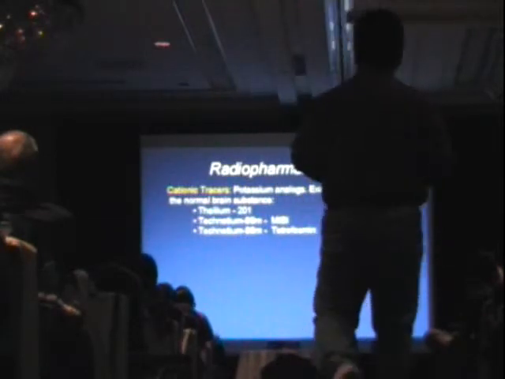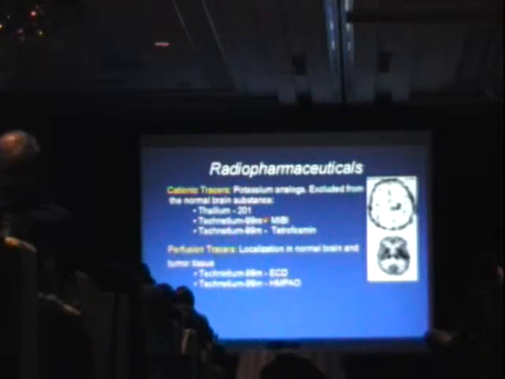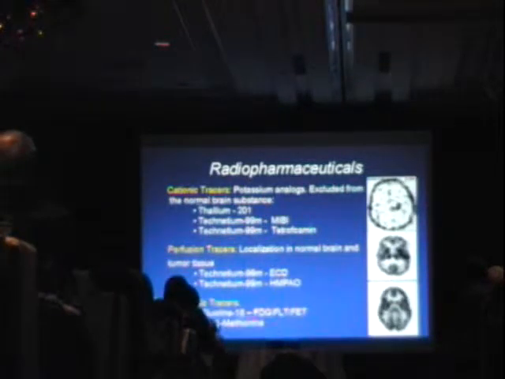The radiopharmaceuticals that we use for this kind of imaging are several. We have cationic tracers, of which thallium is the most important one, although cestamibi has been tried as well and is being investigated in a lot of areas, and it seems to work pretty well too. Perfusion tracers are ECD and HMPO, and then there are FDG PET and carbon-11 methionine, which are the main metabolic ones. These are not approved for reimbursement right now, and only these tracers here are approved for reimbursement.